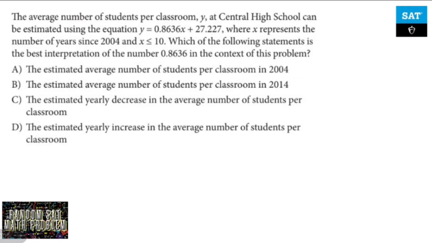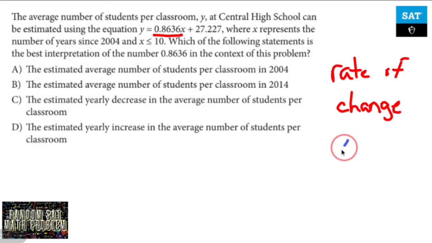All right, well, so that number, 0.8636, is the slope. The slope when you're talking about a word problem is also known as the rate of change. That's supposed to be an F. The rate of change. Now, what the rate of change stands for is slope is rise over run. So the rate of change is the change of the Y values over the change of the X values.